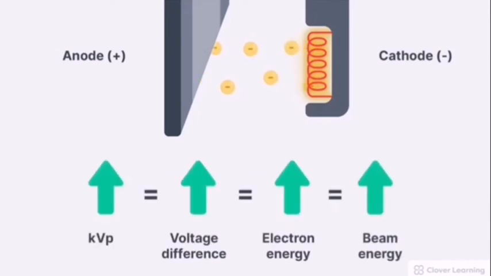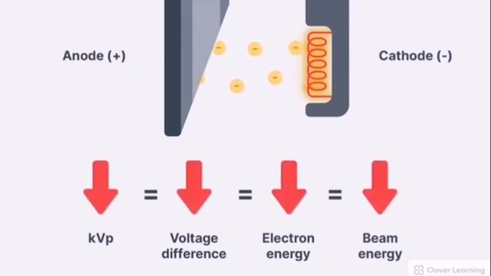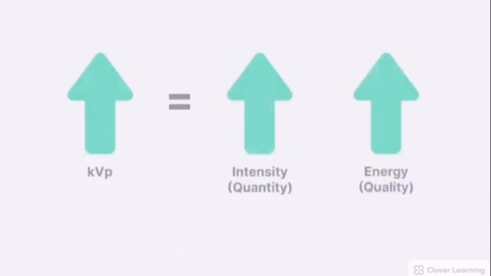When we increase the kVp, this creates a larger voltage difference across the X-ray tube. This causes the electrons to move more quickly, which then gives them more energy and produces a higher energy X-ray beam. When we decrease the kVp, this creates a smaller voltage difference across the tube, and therefore the electrons move more slowly through the X-ray tube. They have less energy, and the X-ray beam has less energy.